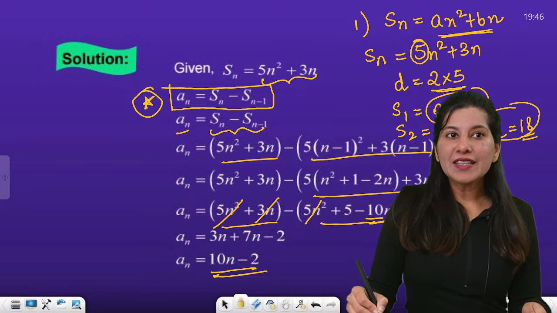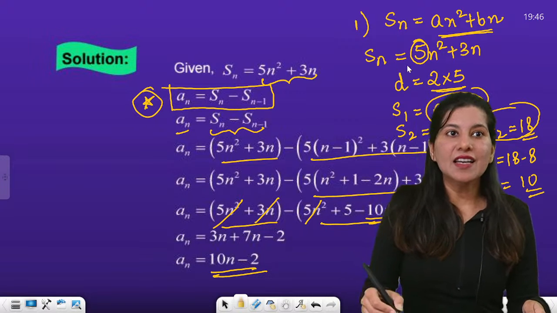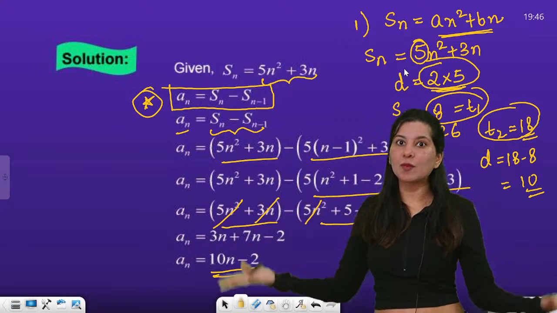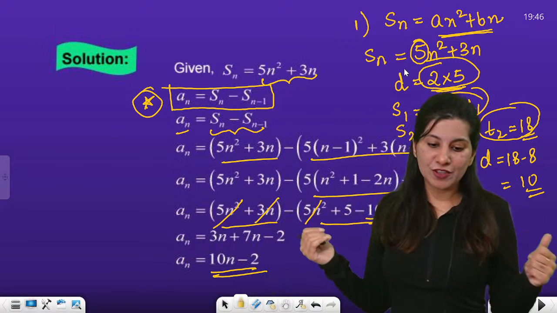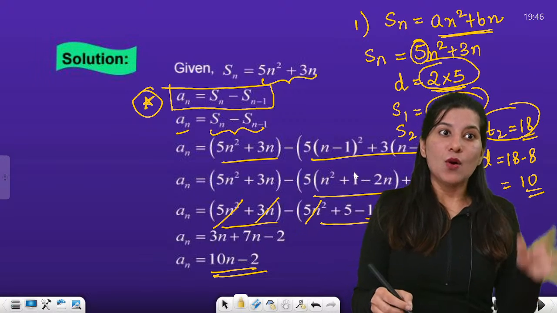So your T2 minus T1, the common difference, is 18 minus 8, that is 10, which you can directly calculate from here: your common difference is nothing but 2 multiplied by the leading coefficient. Right? Yes? Okay. One more thing.